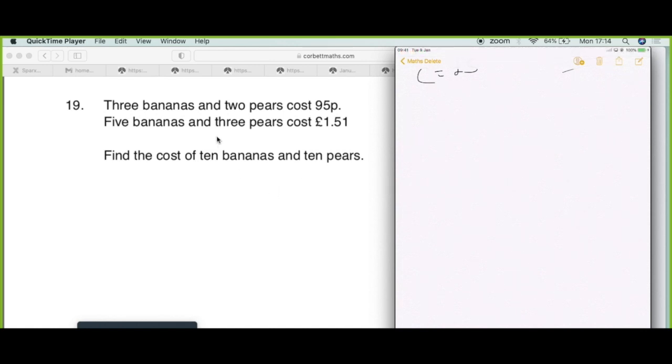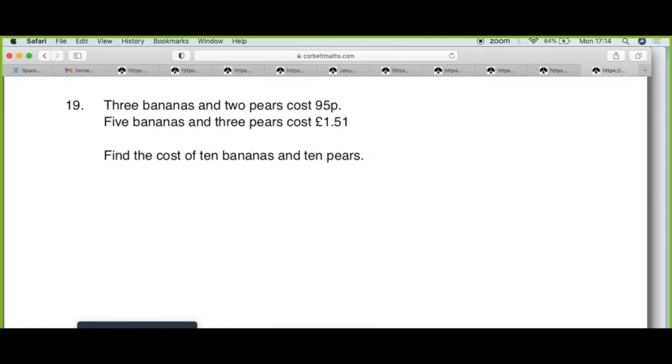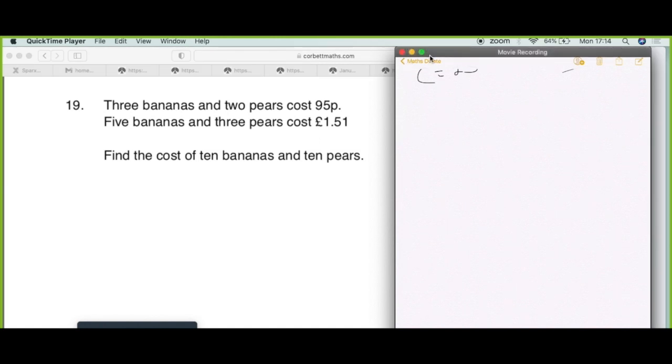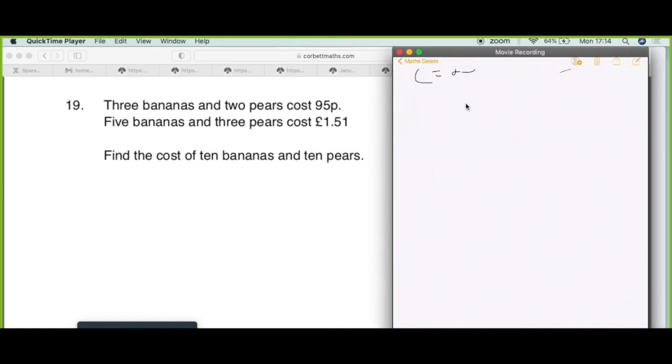Now, what I'm going to do is, the thing is, I can't divide 95 by 5 because I don't know if the bananas and pears cost the same amount. I don't know if they're divided equally, so I can't just divide by 5 like that. And same thing here, I can't do £1.51 divided by 8 because I don't know if they're the same amount. You don't add the pears up.